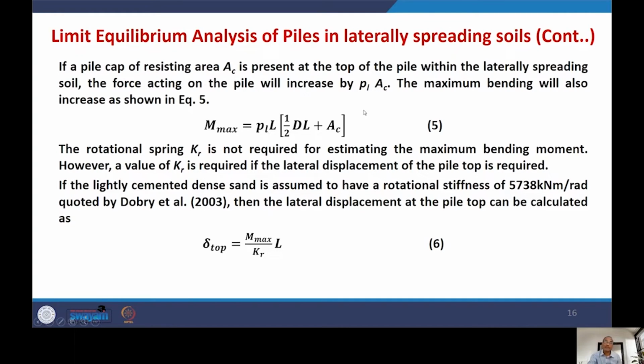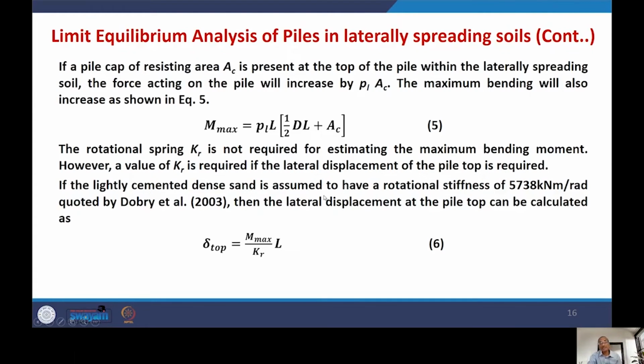So the maximum bending moment when you consider a pile cap on the top of it is given by relation 5. Continue with this. The rotational spring KR is not required for estimating the maximum bending moment. However, a value of KR is required if the lateral displacement of the pile top is required. So for calculation of displacement, KR is required, but for calculation of maximum bending moment, the rotational spring value KR is not required.